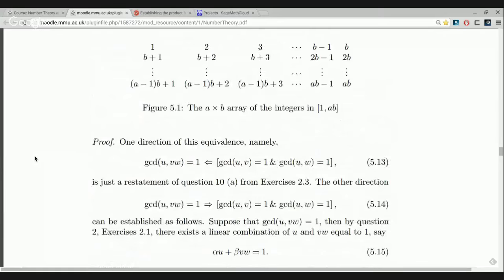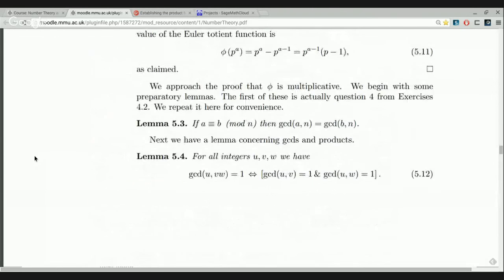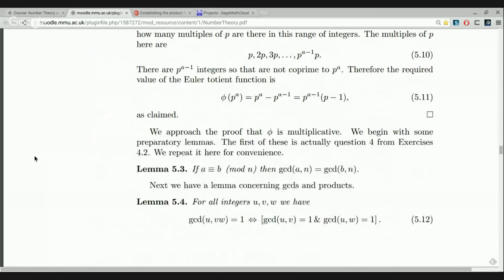So those are our 2 preparation lemmas. If you're in the same congruence class modulo n, you've got the same greatest common divisor with n. Secondly, being co-prime to a product is the same as being co-prime to each of the factors in the product. Any questions about those lemmas? So those are our 2 tools, 2 ingredients that we're going to put together to prove that our function phi is multiplicative.